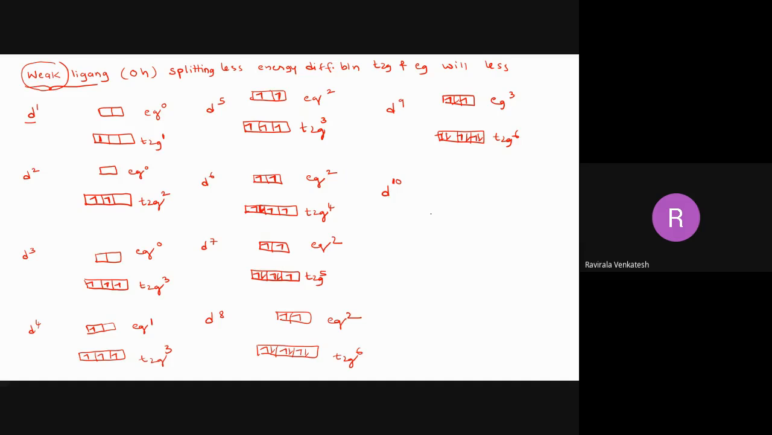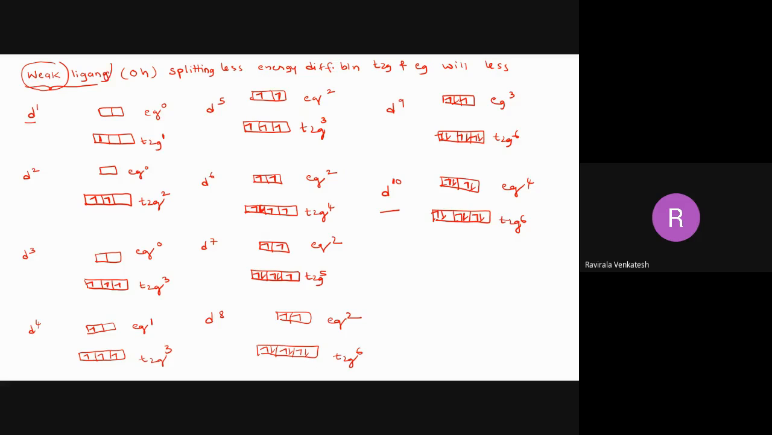In D10 configuration, how to fill this one? Same like this. This will be T2G. How to fill the electrons? 1, 2, 3, 4, 5, 6, 7, 8, 9, 10 electrons. So totally it is filled completely. T2G 6, Eg 4.